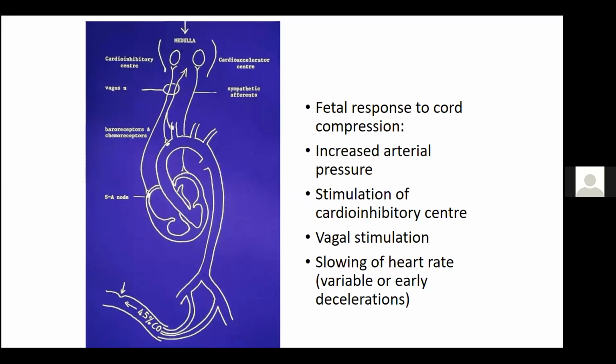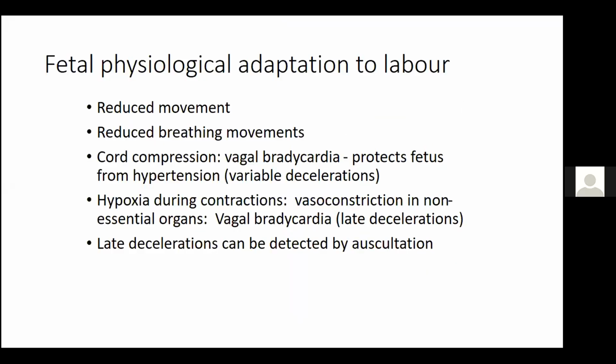So we're using the heart as a proxy for the cerebral function, which will then regulate the heart rate based on the signals it's getting. So if there is a stress on the baby, yes, you'll get the variable decelerations, but you first start off having reduced movement, reduced breathing movements. Then with cord compression, you get a vagal bradycardia, which then protects the fetus from the hypertension. And then from that, you get hypoxia, right? And therefore, this is due to vasoconstriction in the non-essential organs, which then causes late decels. And then late decelerations can also be detected by auscultation.